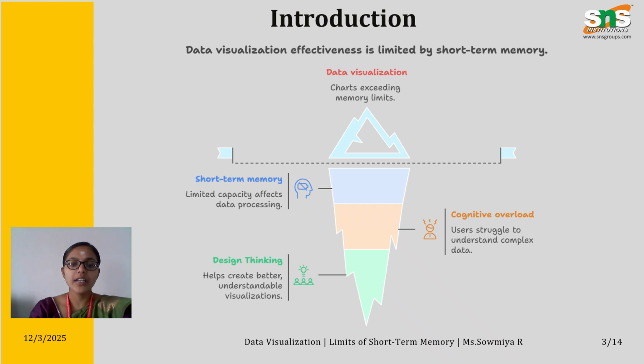Introduction. In data visualization, our goal is not just to display the data, but to make sure users can process it easily. If we present too many colors, too many numbers, or too many categories together, users begin to struggle, not because the data is difficult, but because their memory capacity isn't enough to handle that much data at once. So, understanding memory limits helps us to design visuals that are intuitive and effortless to read.